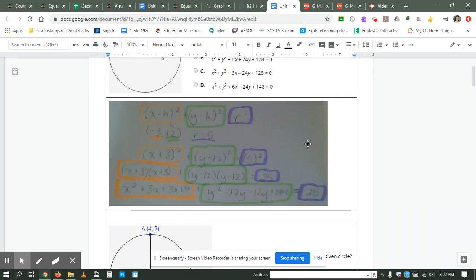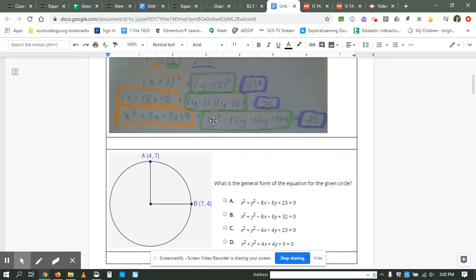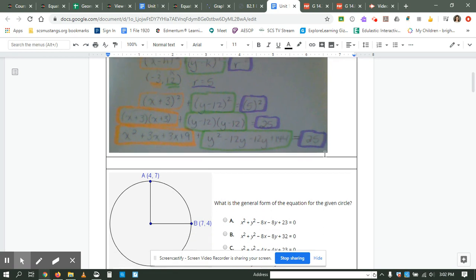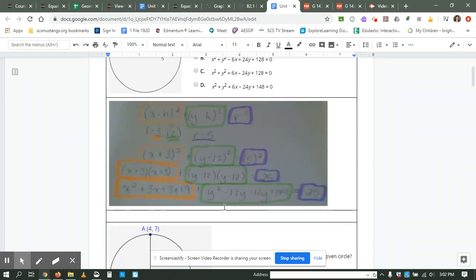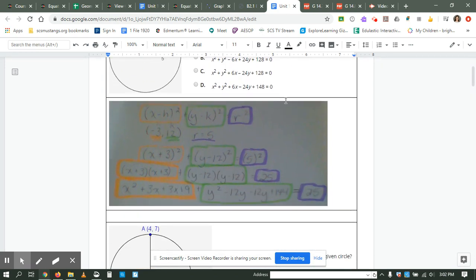And then from there, you would need to combine your like terms. So you would have to add your 3 x's together and subtract, working with those negative 12 y's, and then combine the 9 and the 144, and then bring that 25 over, and then they like to put them in this order. So that's what you would need to do for those guys.